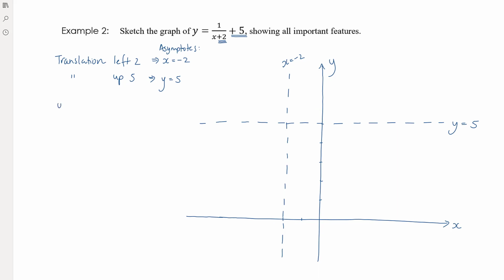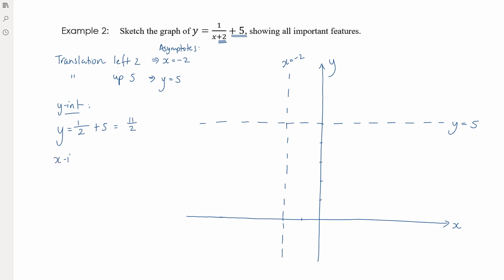So my y-intercept, same for any other function, we let x equal 0, so we get y equals 1 over 0 plus 2, so just 1 over 2, plus 5, so it's a half plus 5, that's 5.5, or 5 is 10 on 2, so it's 11 on 2.